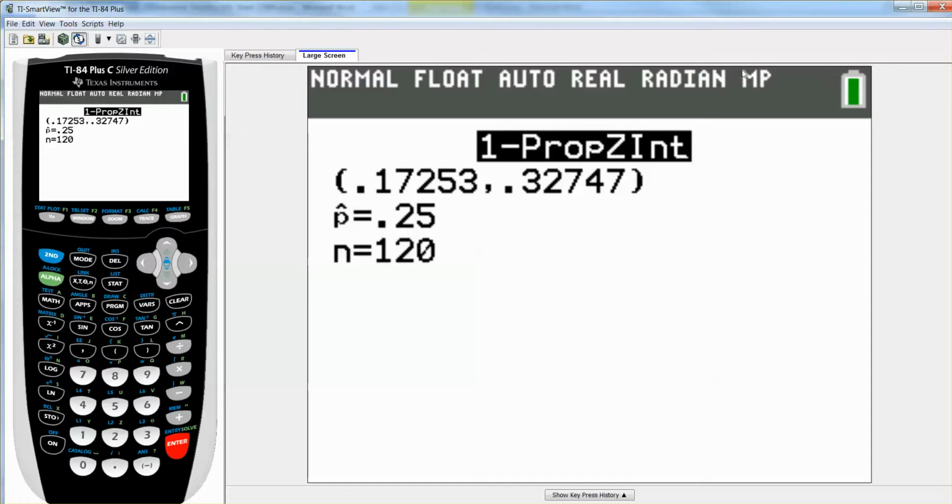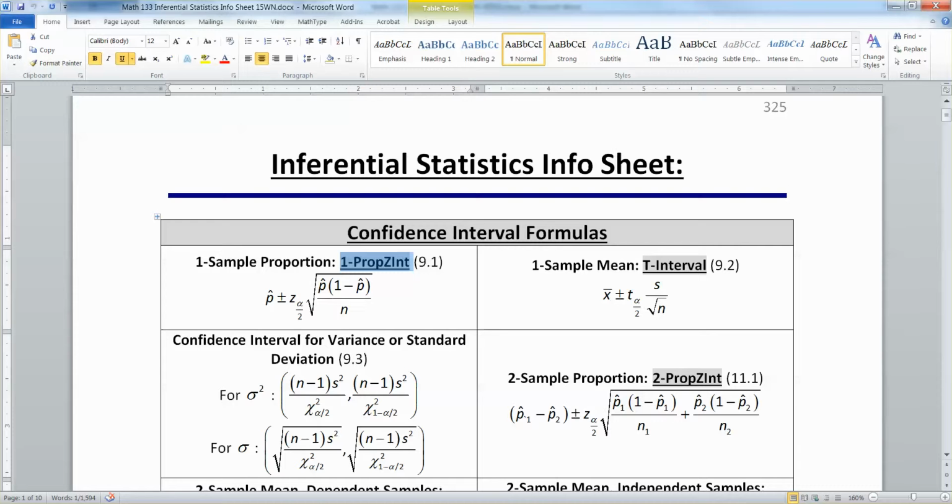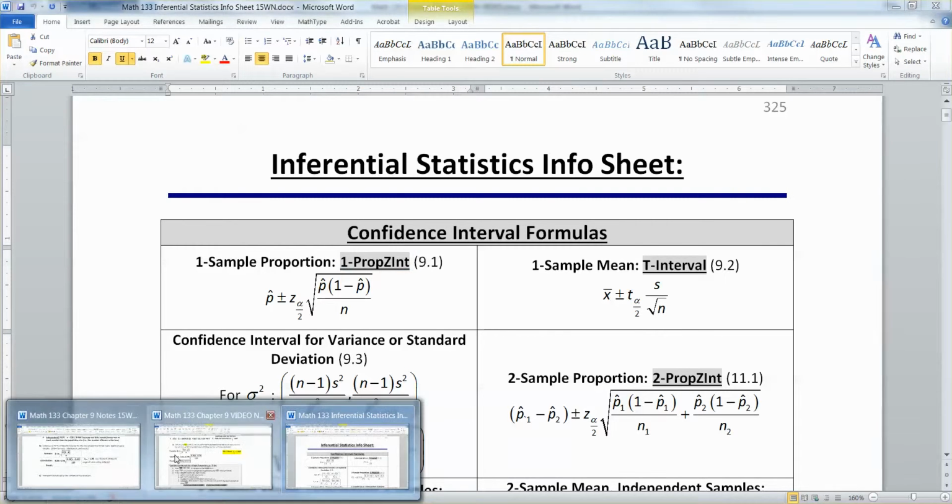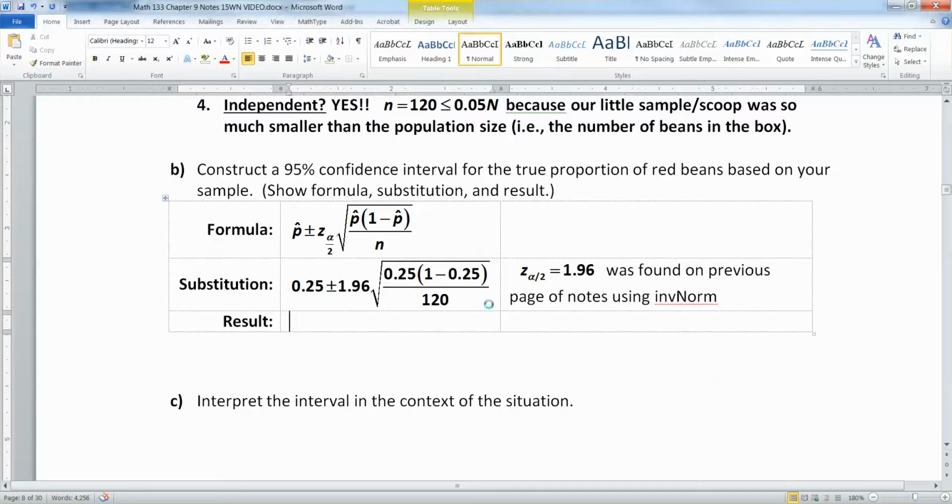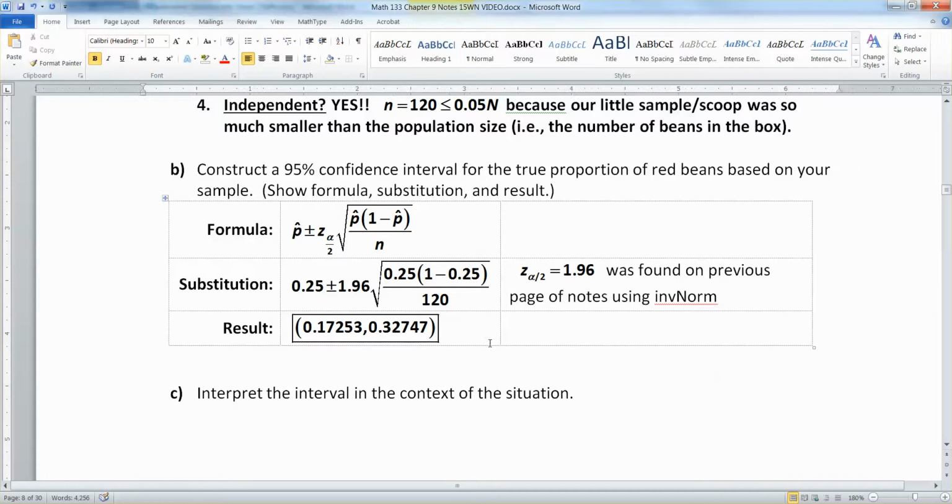And there it is, 0.17253 and 0.32747. Done. And we better say where we got it from: from one prop z int on calculator. There we go.